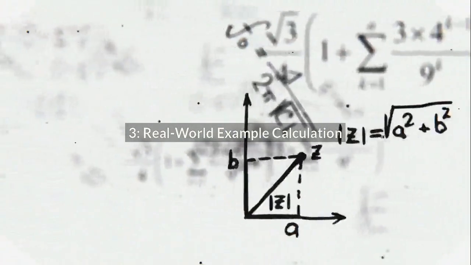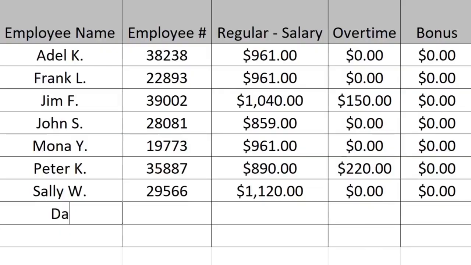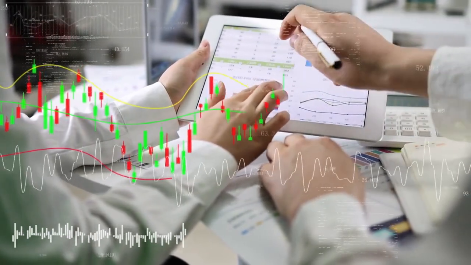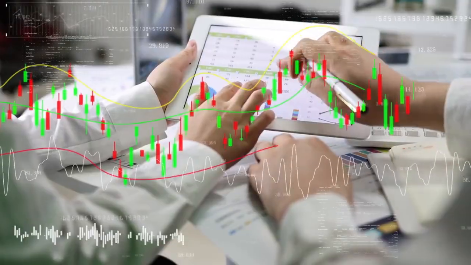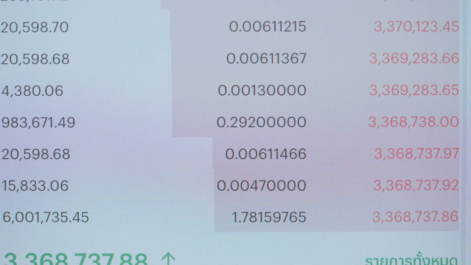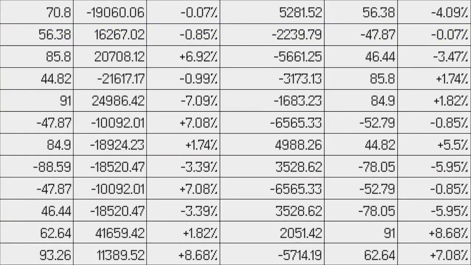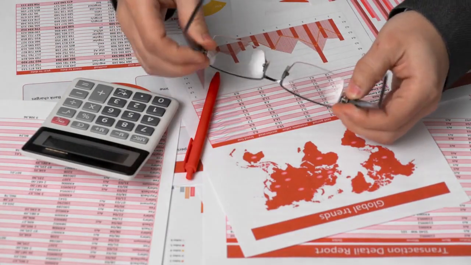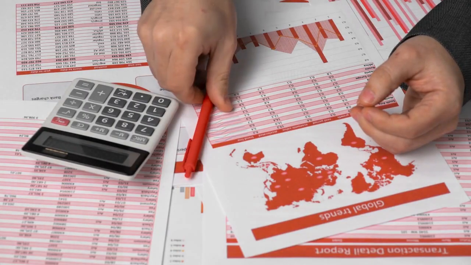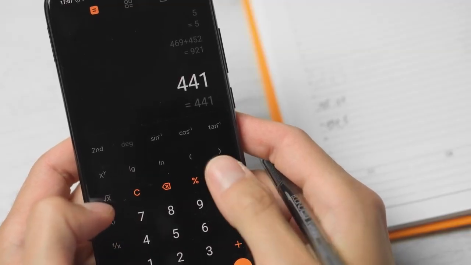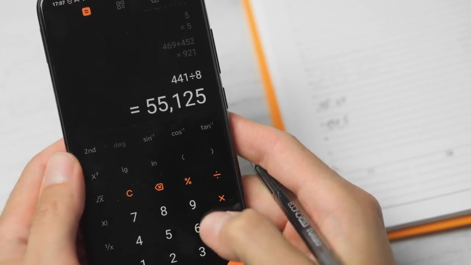3. Real-world example calculation. To make this concept clearer, let's go through a real-world example. Imagine a company, ABC Corporation, has revenue of $800,000 and a net income after taxes of $120,000. To calculate the after-tax margin, we use the formula: after-tax margin equals net income after tax divided by revenue, times 100, equals 120,000 divided by 800,000, times 100, equals 15%. This means ABC Corporation retains 15% of its revenue as profit after all expenses and taxes.